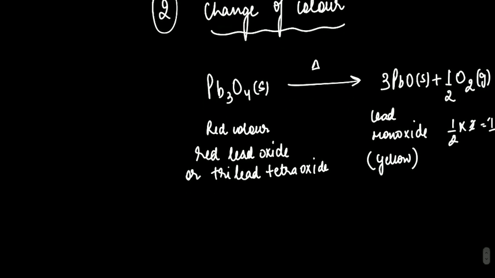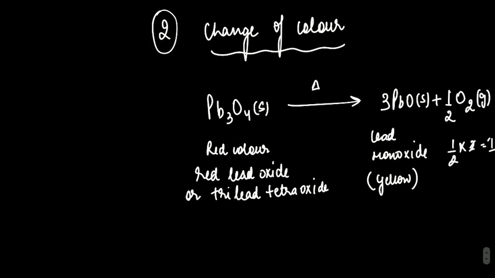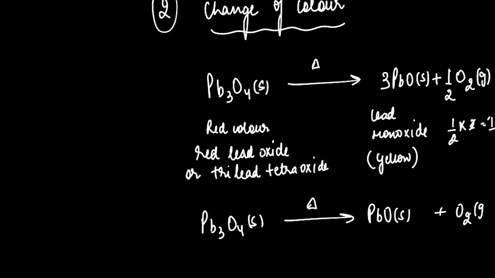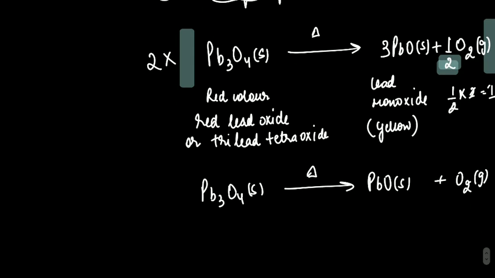Now if we need to write it as a whole number, there is another way. If we don't want the fraction, write the same equation, Pb3O4. We will get PbO, and we are going to get oxygen gas. So we use this 2 number over here. Multiply this entire equation by 2. So this will become 2 Pb3O4. Then this will become 2 into 3, that is 6 PbO.